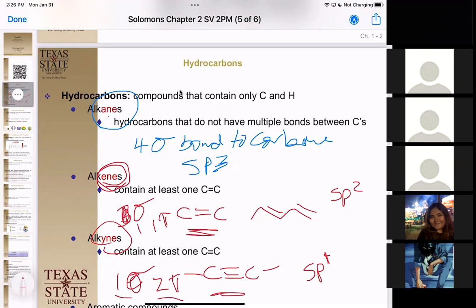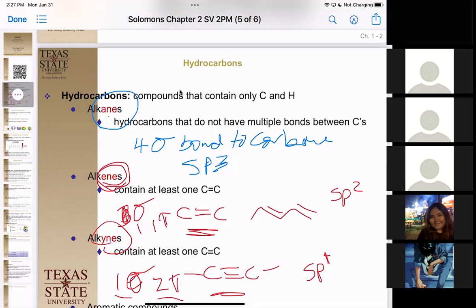So we have alkanes, simplest, all the same hybridization. Alkenes, at least 1 carbon-carbon double bond. Sigma and pi bond together make a double bond. Alkyne is a triple bond: 1 sigma bond, 2 pi bonds between the same 2 carbons. Okay? So those are our simplest forms of hydrocarbons.